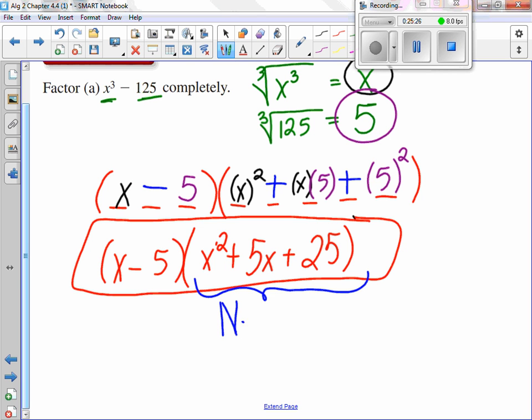This thing here will never factor to anything lower than that. It will not. It just does not factor anything further than that. X squared plus 5x plus 25 for this one here will not factor. That is as simplified as it gets.